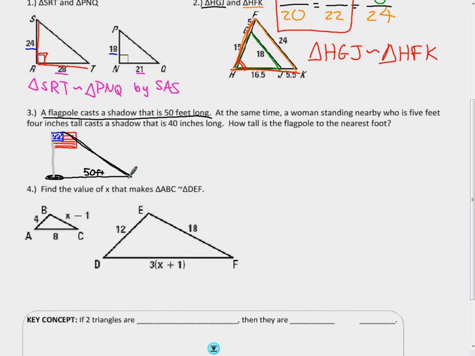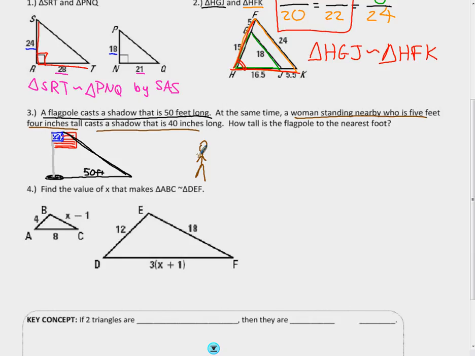The second sentence says that there is a woman who's 5'4", and she casts a shadow that's 40 inches. So here's going to be my lady right here. She's got a little blonde hair, or you want to give her brown hair, black hair? No hair. Brunette. Oh, okay. There you go. No hair, why not? Very chic. We'll give her a little hair on top there. You never know. All right.